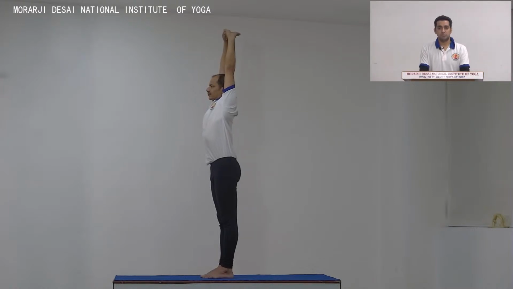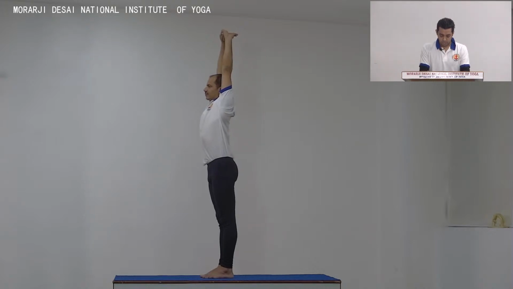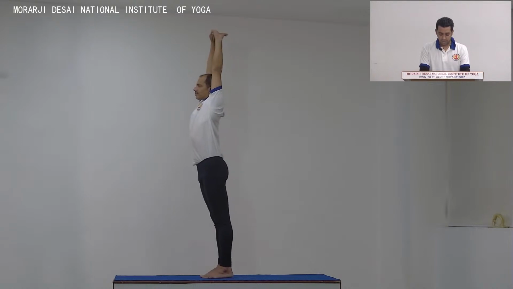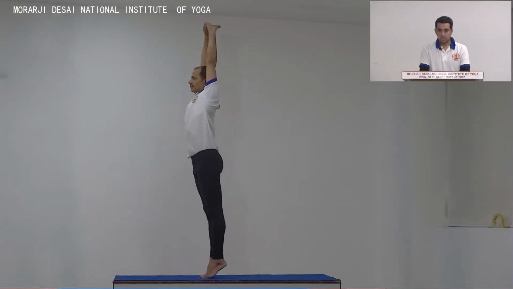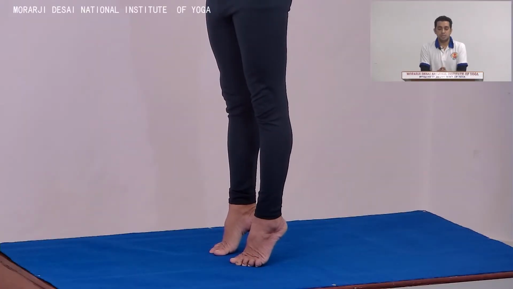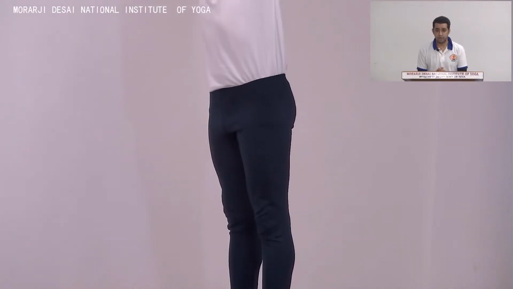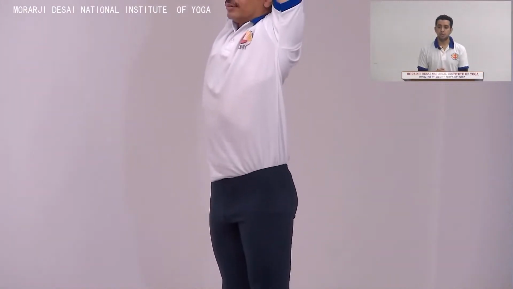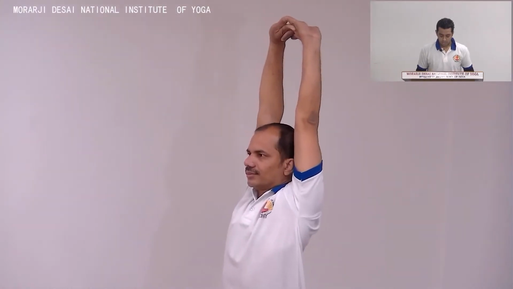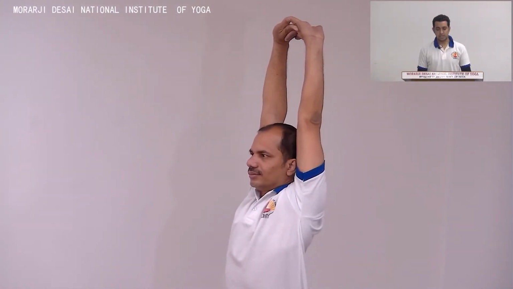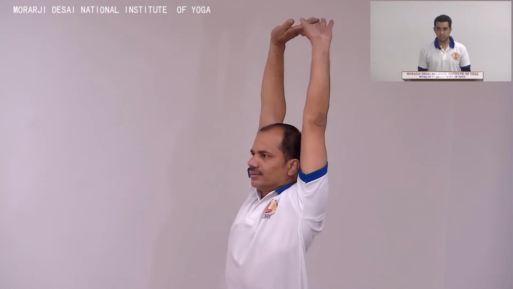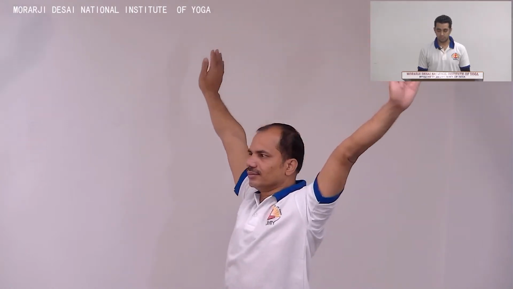Now focus on one point and with inhalation, raise your heels off the floor. Balance on your toes. Concentrate on one point. Tadasana. This asana provides balance and firmness of the body. Slowly bring your heels down. Release the interlocked fingers and keep the palms facing each other, and slowly bring your arms down.